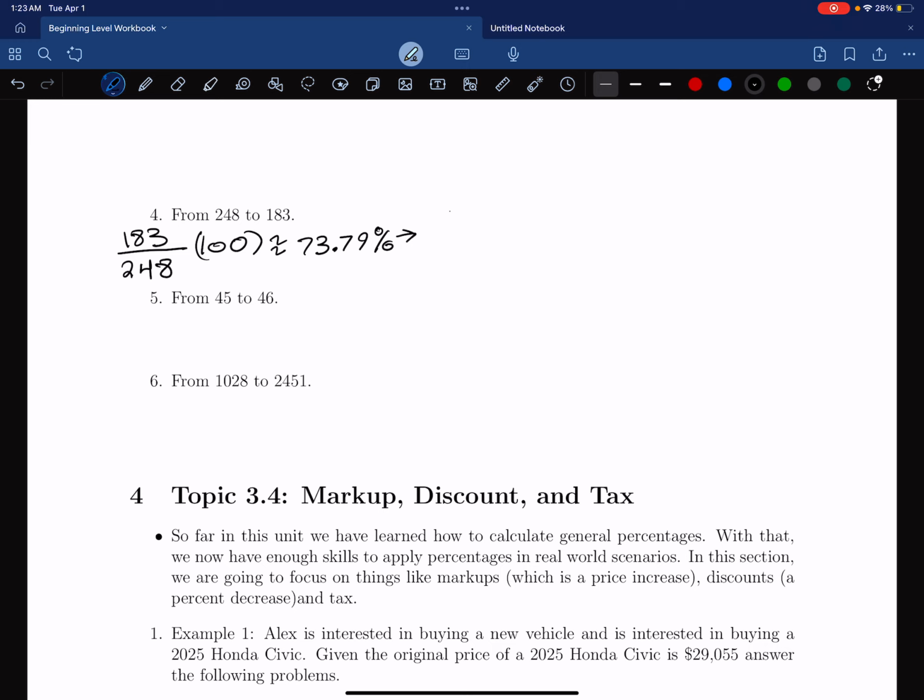Now, because this is less than 100%, we know we have a percentage decrease, so we're going to do 100 and then subtract it by the value that we got, which is 73.79. Now it's going to be 26.21%. And this is a decrease.